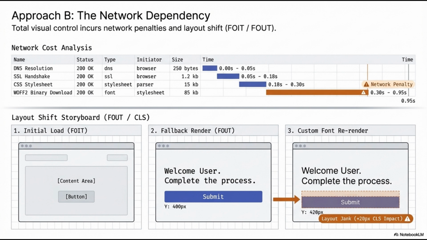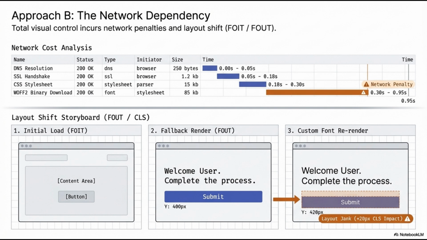Great choices. But let's look closely at the cost of this identity. It's not just a matter of adding a few hundred kilobytes to the payload size, is it? No, it's about how the browser handles that network request. The performance penalty of web fonts is significant if not managed correctly. Right. When a browser encounters a Google font link in your HTML, it has to resolve the domain, establish an SSL connection, download a CSS file, parse that CSS to find the actual font file URL, and then download the binary itself. And while all that network traffic is happening, the browser has a massive rendering dilemma.